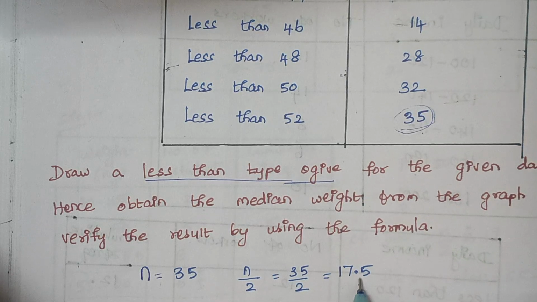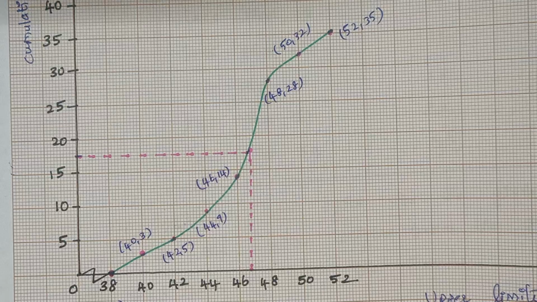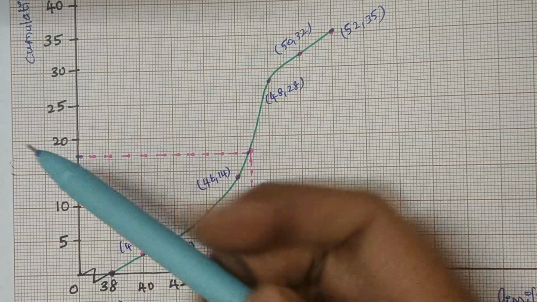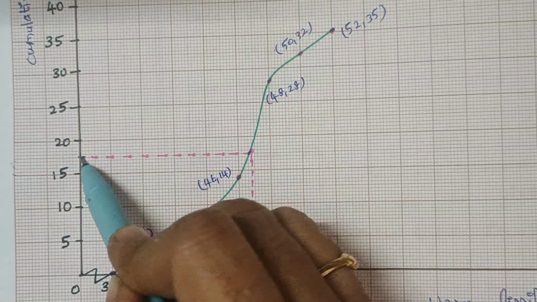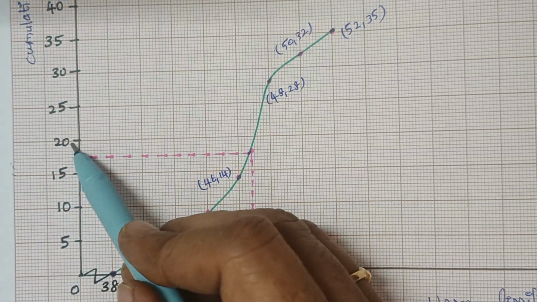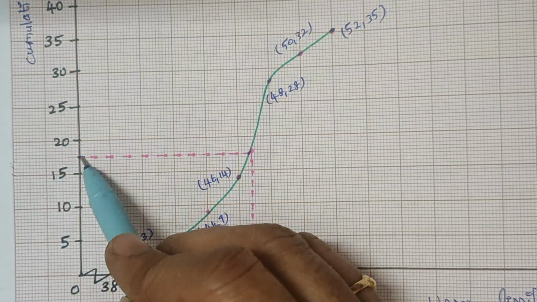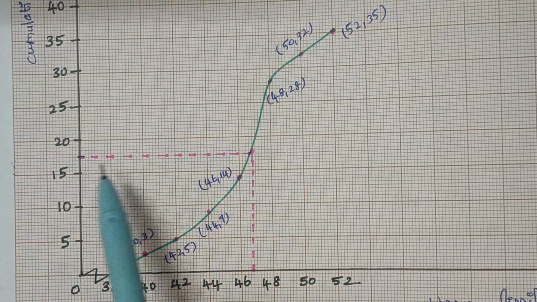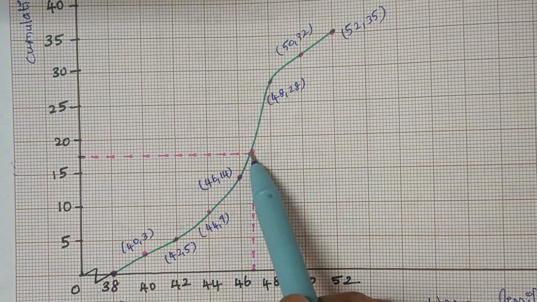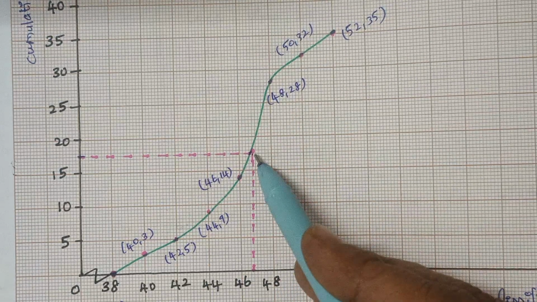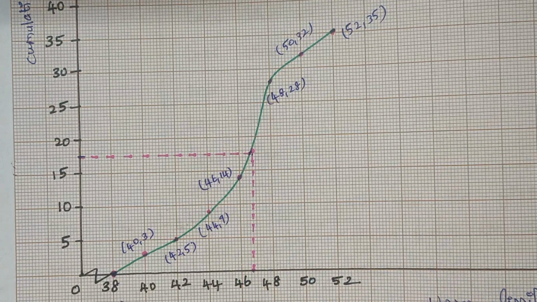Now we have to mark this point on our graph sheet. So we are going to mark 17.5 on the y-axis, since the y-axis stands for cumulative frequency. Here I have my 17.5, because it lies between 15 and 20. So from 15, these two lines stand for 16 and 17, and obviously 17.5 lies here. From this 17.5 you draw a line. It will touch the curve at one point. Now from this point again draw a line downwards.